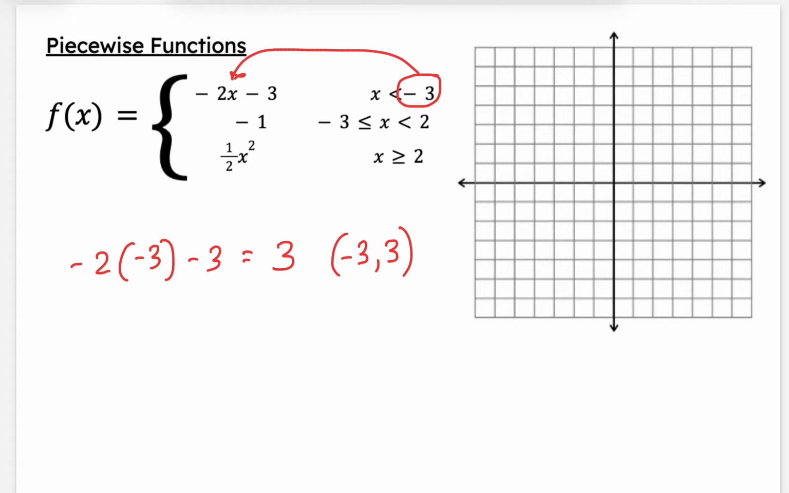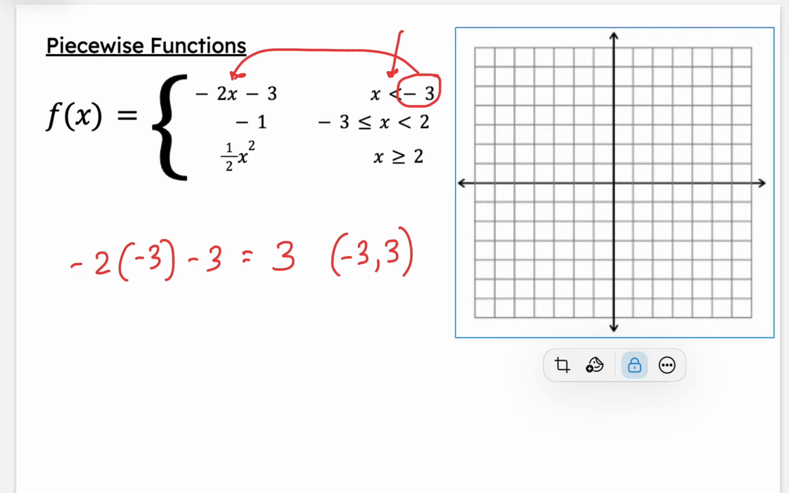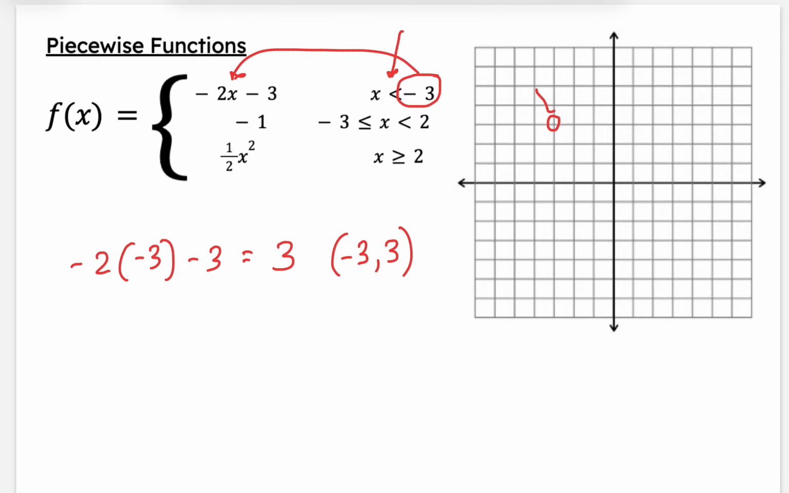And I know it's going to be an open circle because that symbol right there, that less than symbol, is not less than or equal to. So I'm going to go to (-3, 3) and put an open circle. Now, I know that this is true for all x's that are less than -3, so everywhere to the left. And that's just a line that has a slope of -2. Bad drawing on here, but I'm going to continue my line to the left, and it has a slope of -2 because I can see that right there.